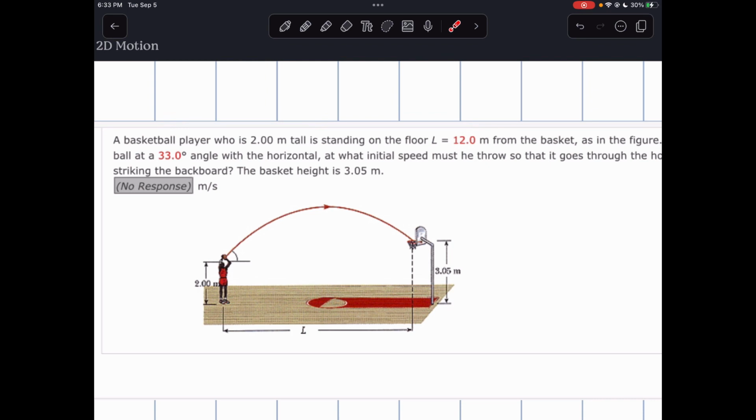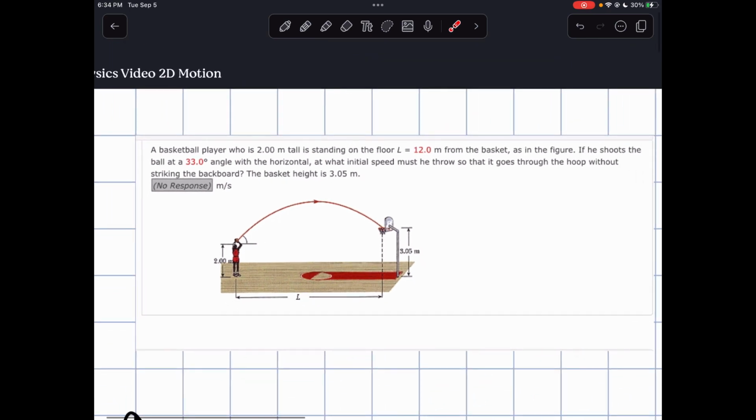A basketball player who is 2 meters tall is standing on the floor with a length of 12 meters from the basket. If he shoots a ball at a 33-degree angle with a horizontal, at what initial speed must he throw so that it goes through the hoop without striking the backboard? The basket height is 3.05 meters.